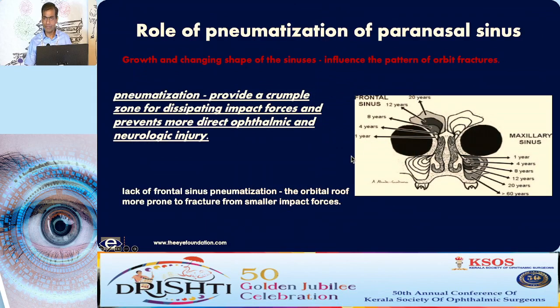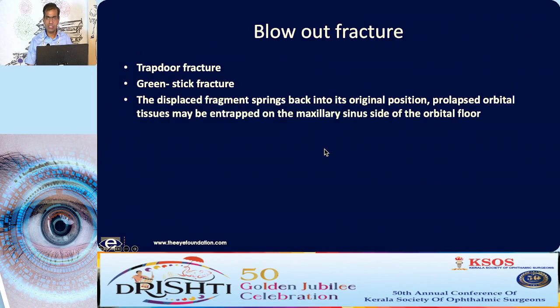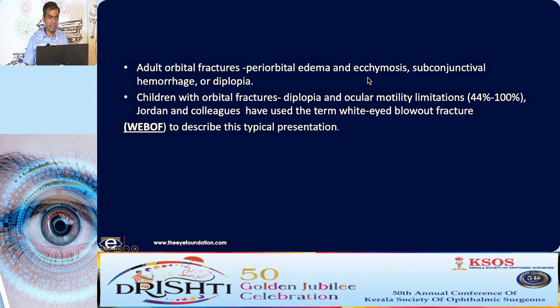So sinuses are not well developed. The sinuses, which could actually absorb the impact force, are not very well developed. So the pattern of injury is different. The direct extraocular muscle injury may be similar, but the pattern of the orbital fractures is quite different. You still get these blowout fractures in slightly older children. Usually they are trapdoor fractures and they are white-eyed blowout fractures. The external signs of injury may be very less.